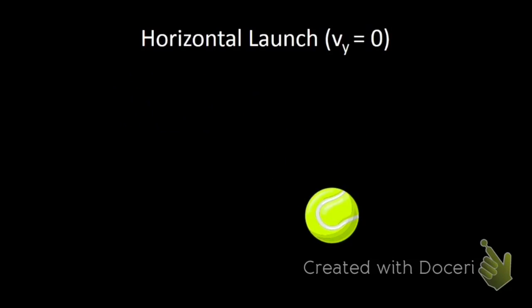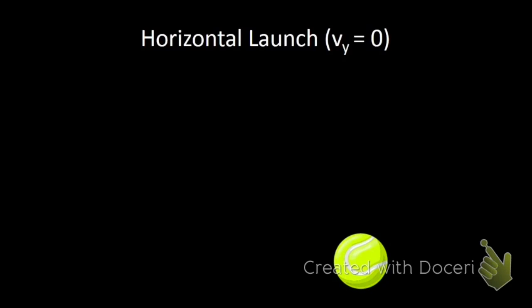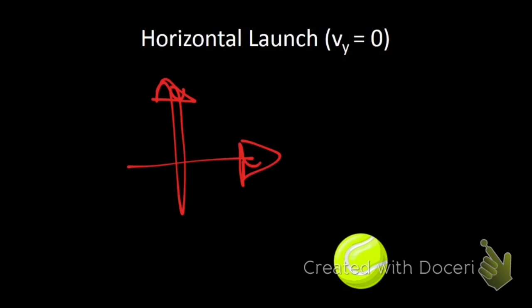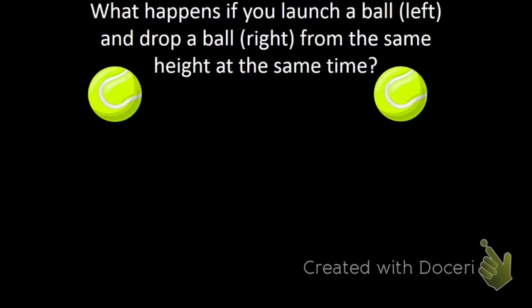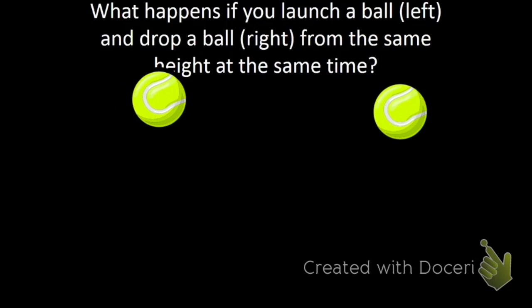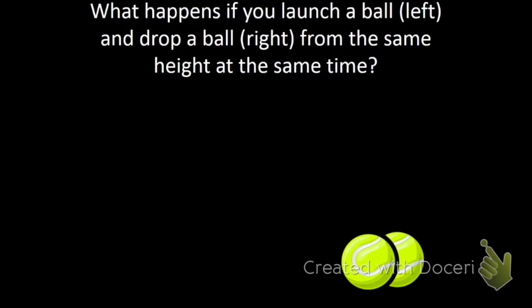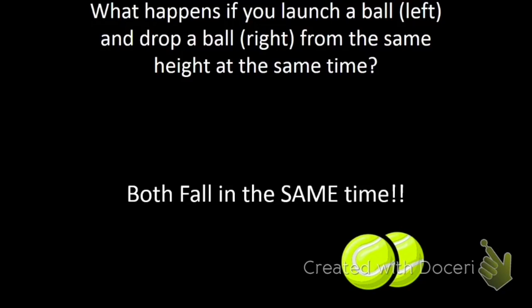A horizontal launch is kind of the simplest starting point to talking about projectile motion because the y velocity, the up and down velocity, is only affected by gravity, and then it's also moving in the x direction. So to understand this projectile motion a little better, let's look at what would happen if we launch a ball just horizontally, that's the ball on the left, and drop a ball, that's the ball on the right, from the same height at the same time. What we find is that they hit the ground at the same time. So it takes them the same amount of time to complete their fall.